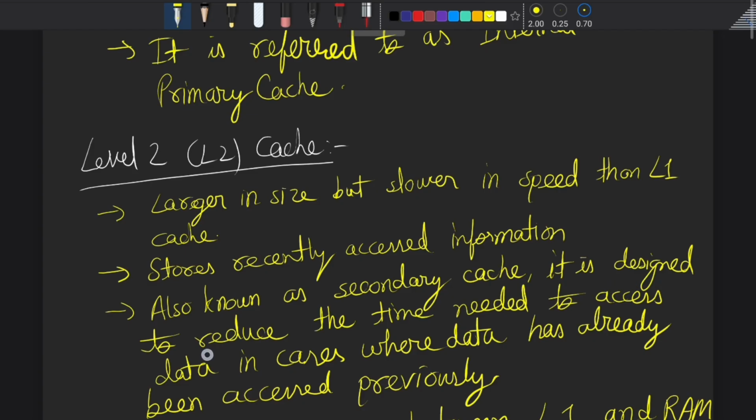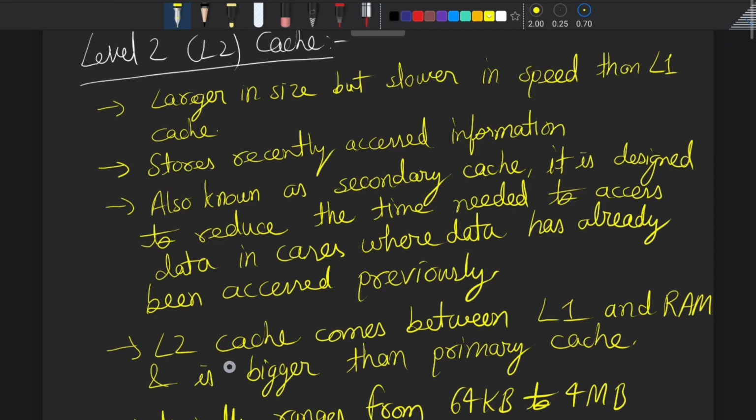It is designed to reduce the time needed to access data in cases where data has already been accessed previously. As we had discussed, the CPU looks for data in cache, and when it doesn't find it there, it looks for it inside the main memory and then copies the data into the cache so that the next time it can access it directly from the cache. So the L2 cache helps us in those cases. As it is written here, it is designed to reduce the time needed to access data in cases where data has already been accessed previously.